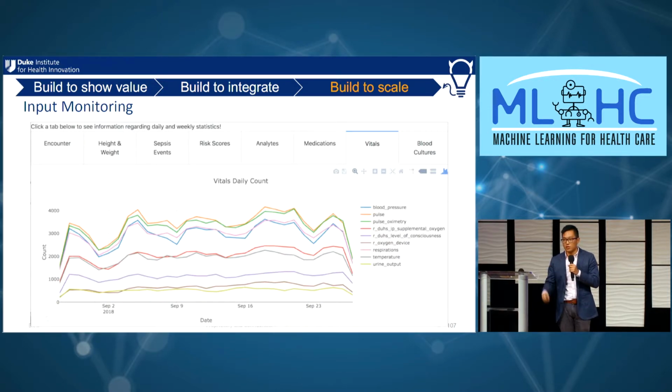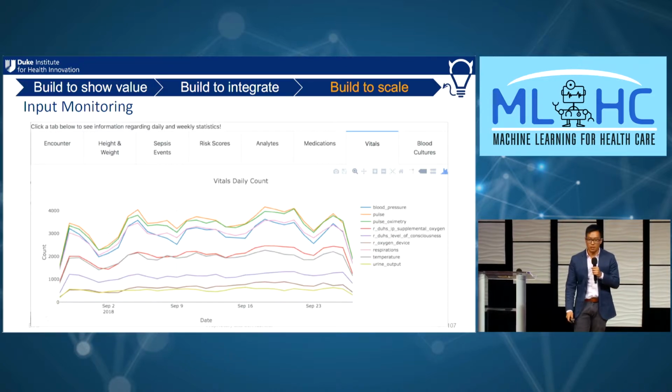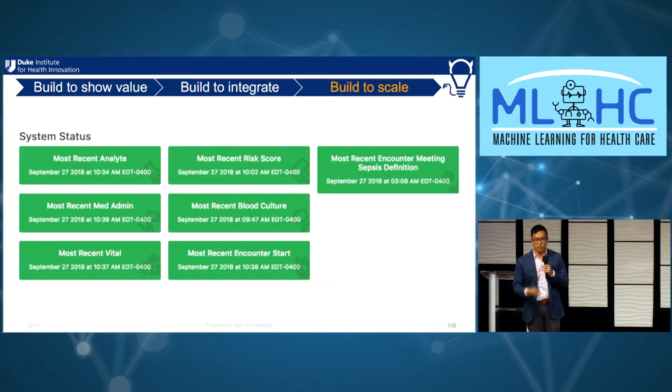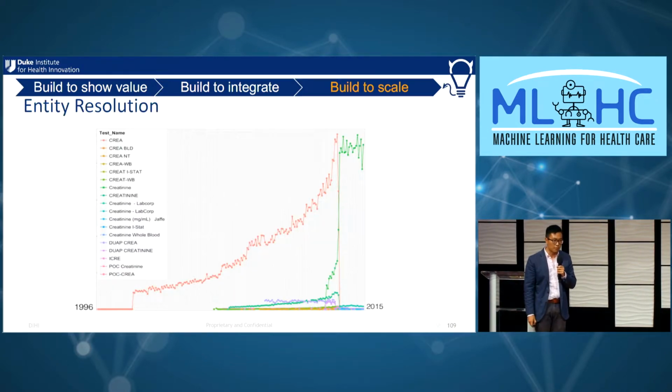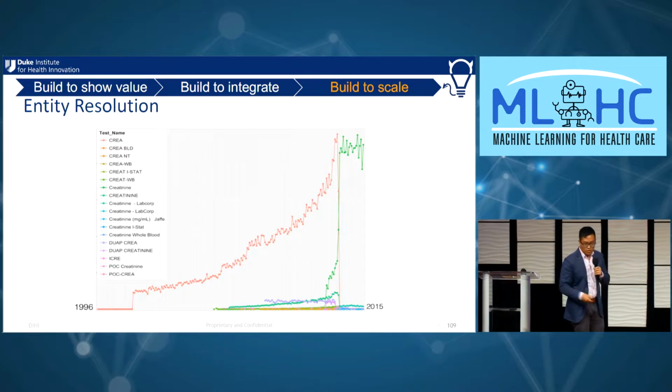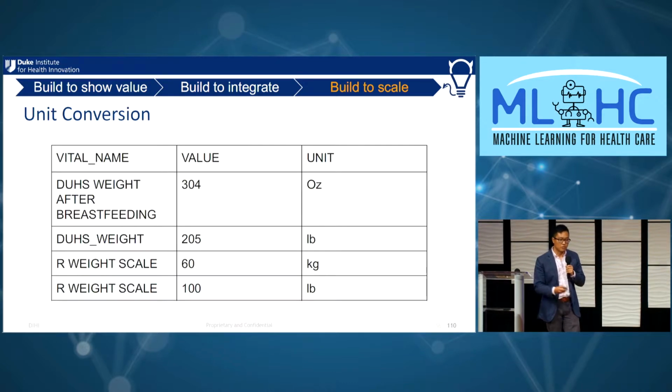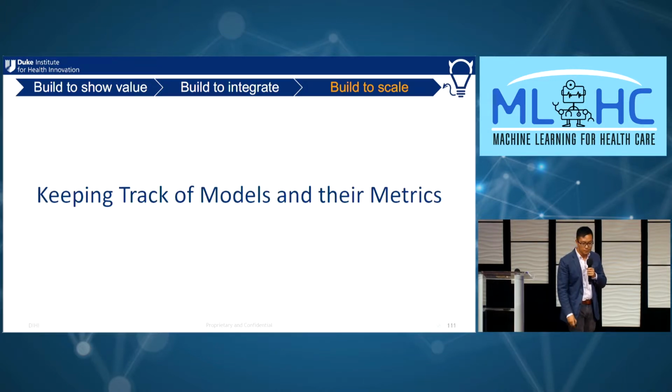A lot of the time, the models that we build will handle imputation, so it's really hard to diagnose when something like this happens. So we have to build infrastructure. Same thing for monitoring the actual system to make sure that we're still getting our data, so we have all these dashboards that help us. There are a lot of other problems which I'll skip over, since we've already discussed them today, like entity resolution, unit conversion, things like that.